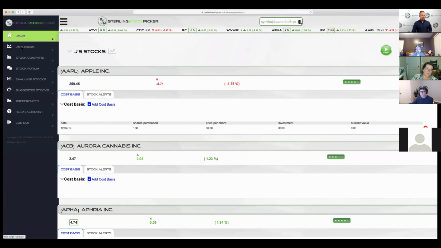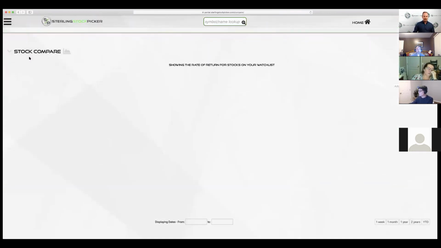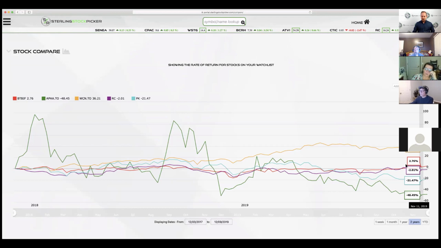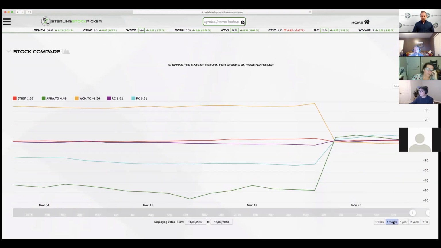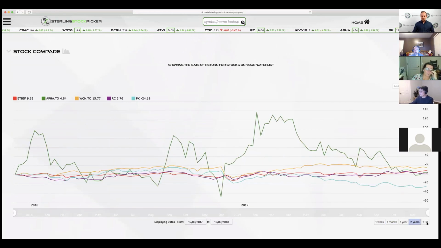Okay, and then we go down to the stock compare page. That's actually going to compare all of your stocks on your watch list. Well, actually the first 5. So this is going to show the rate of return for stocks on your watch list, and this is percentage on the previous year. Or excuse me, you can choose if you want to look at it for a week, a month, a year, or 2 years, or year to date.